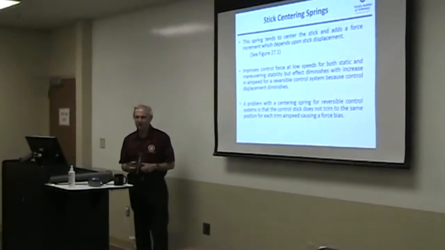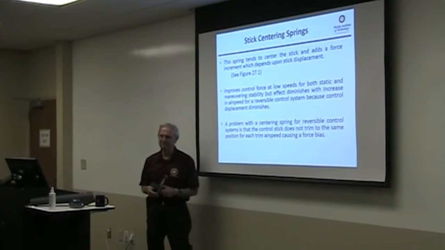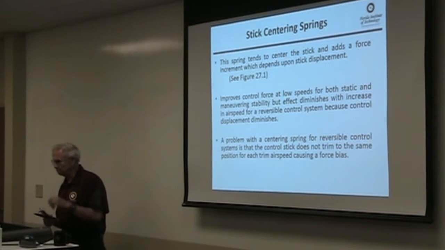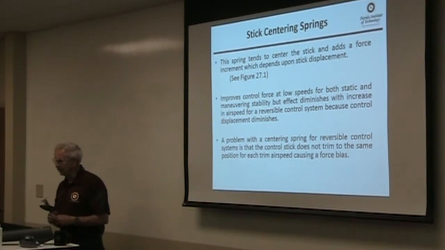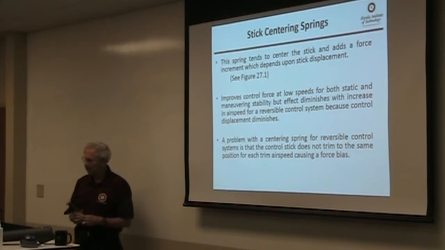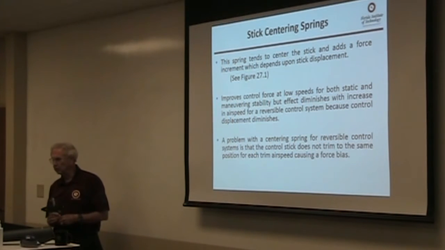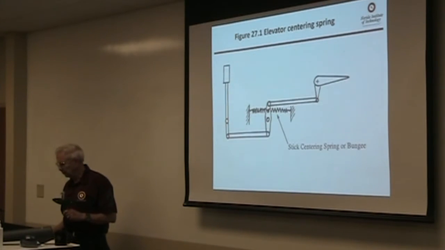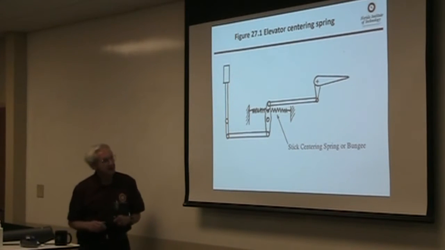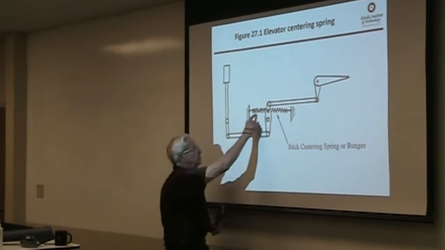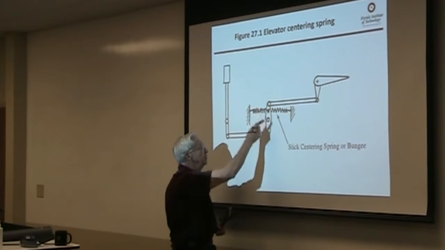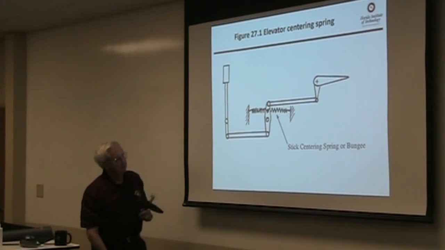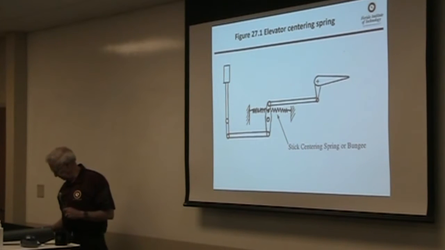So we're going to take a look at these things. Well, several different. First thing we probably do is springs. You know, you can get a spring, you can add force with the spring. And the first one we'll look at is the stick centering spring. And this spring tends to center the stick and add a force increment which depends upon how far the stick is displaced. If we can see, here's an example of it. Notice that, you know, you move this bell crank and you generate force in either direction by applying a force to the stick.